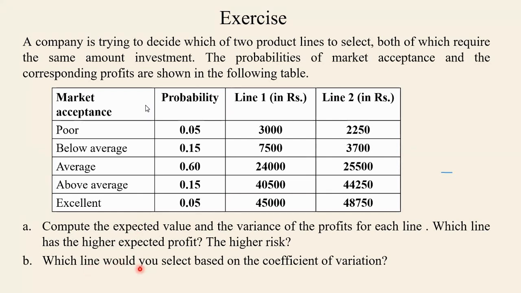Then part B, which line would you select based on the coefficient of variation? The coefficient of variation we learned in chapter 3, numerical measures, so chapter 4, I think, is a relative standard deviation, which is calculated by standard deviation over mean value. Here also, we have to apply that formula. The line with the lower relative standard deviation is the best line, right? So here you note these things.